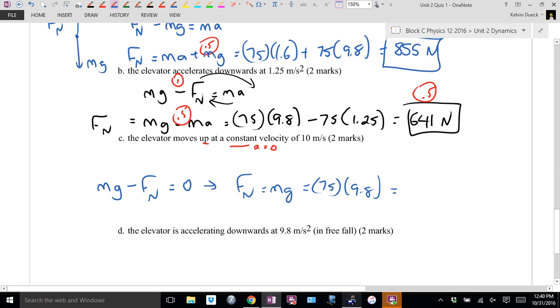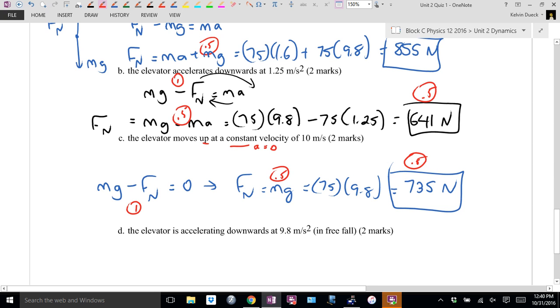75 times 9.8, I can do that in my head, because 75 times 10 is going to be 750. It's going to be 750 minus 15. 735? Yeah. Oh, man. I know I'm wearing a pirate costume, but I better be able to do some basic math. Half mark, half mark, half mark.